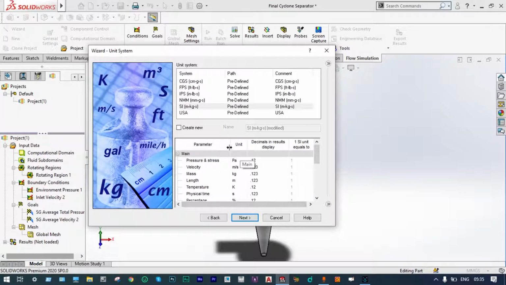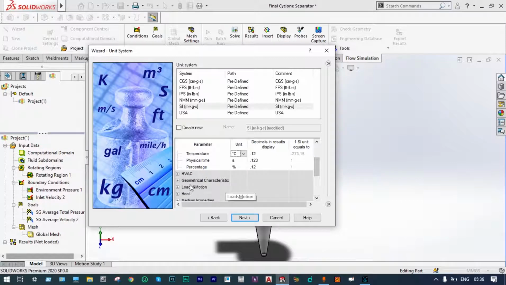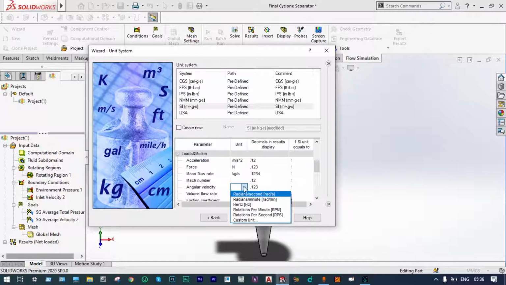Next we have to select the unit system. We are considering SI. If you like, you can have a different unit system as per your wish, and create it here itself, but we're following the standard SI system. In this case, temperature we'll consider as degrees Celsius, and the angular velocity of the fan we'll consider as RPM. That will come from Loads and Motions. From here we will change the angular velocity to rotations per minute.